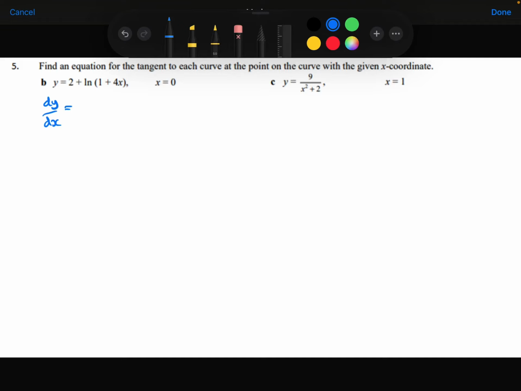Point, and then y equals mx plus c. So when we differentiate the 2, that's going to disappear and just be 0. So we don't need to worry about that.